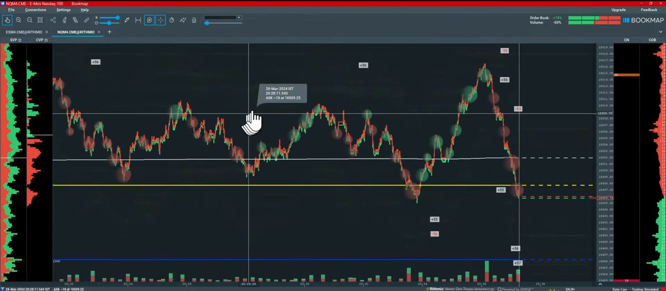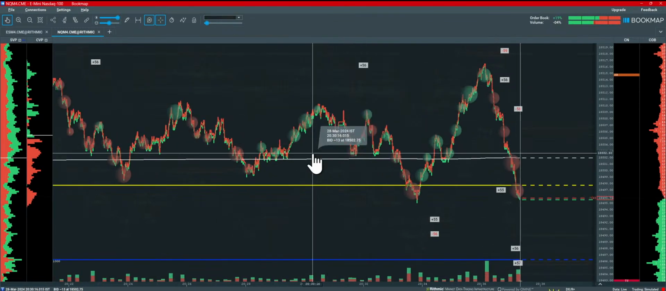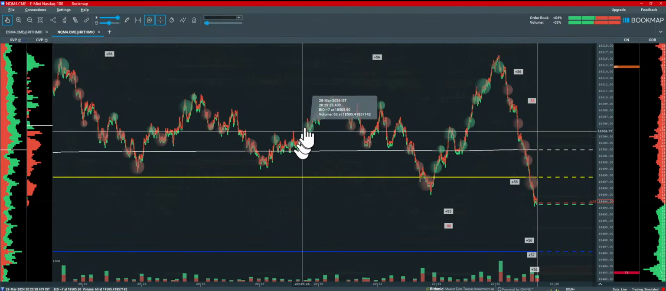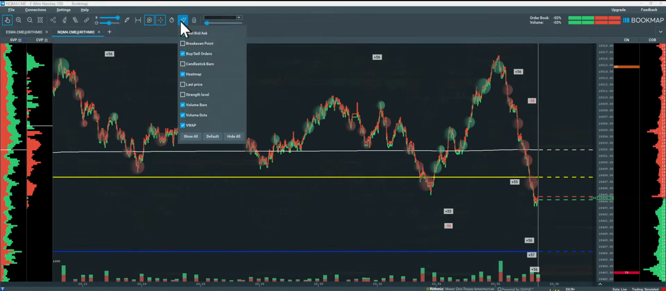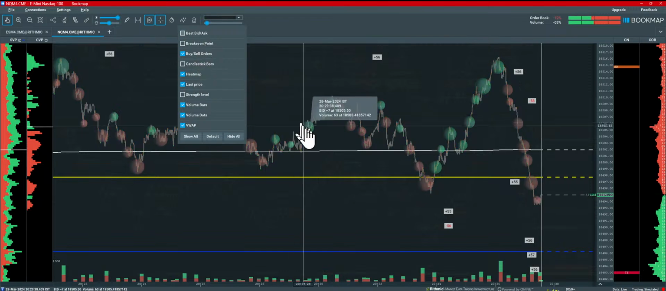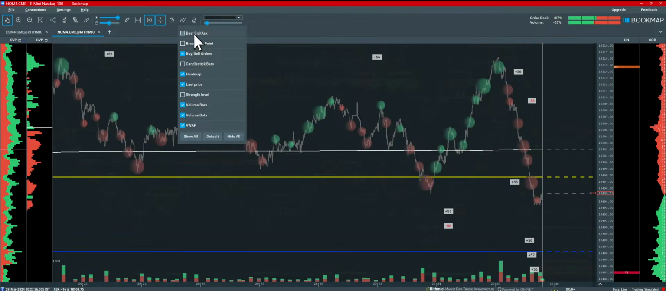So the first thing I will do is I've switched off everything, that is the heat map and the footprint for now, and what you see is the best bid and ask. If you're not comfortable with this, you can just switch on the last price. You'll see something like this, and you can switch this off, so you just see the last price. I like the best bid and ask, so I switch that on and switch off the last price.